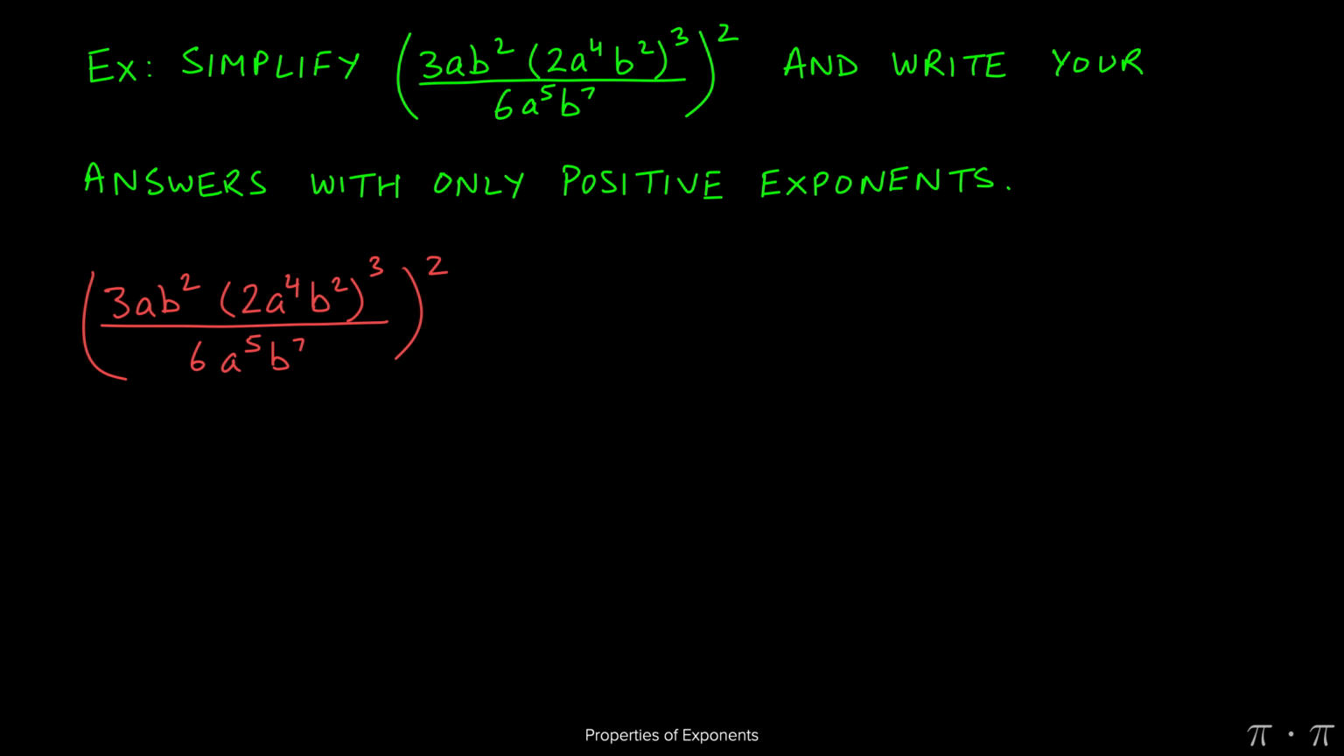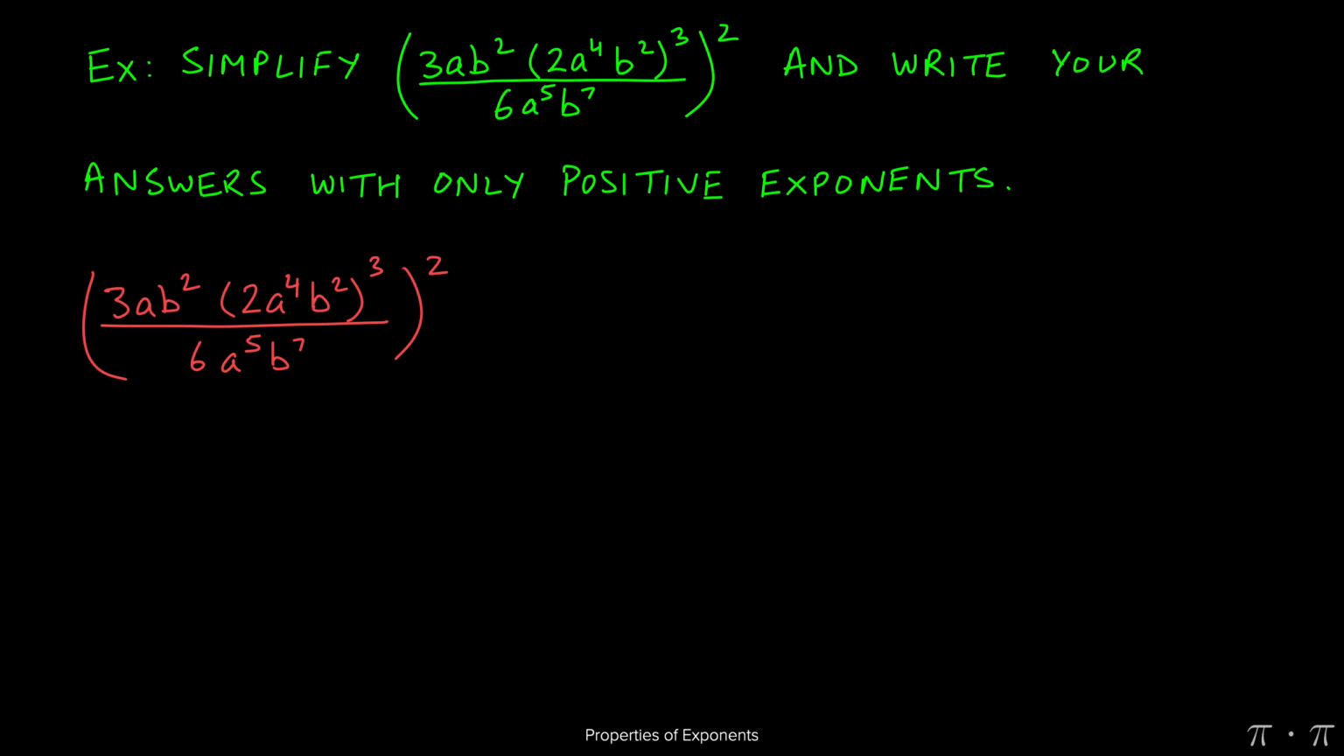Let's say we're asked to simplify 3ab squared times the quantity 2a to the fourth b squared, all raised to the third power, divided by 6a to the fifth b to the seventh, the quantity raised to the second power. And we're asked to simplify this expression and write our answer with only positive exponents. As before, we start from the inside and work our way out.